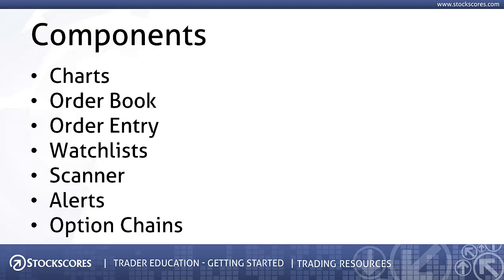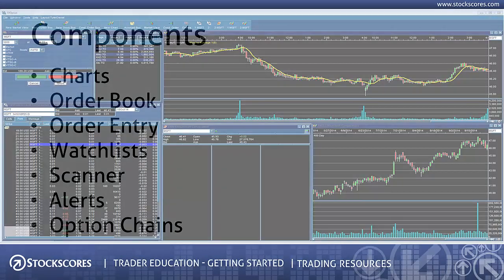Some alerts will actually send you an email or a text message even if you are not always in front of your screen. That's handy. And then there's also typically option chains. Now there's more components to most of this software, but these are the main ones. By the way, an option chain is just option pricing for those who like to trade options.